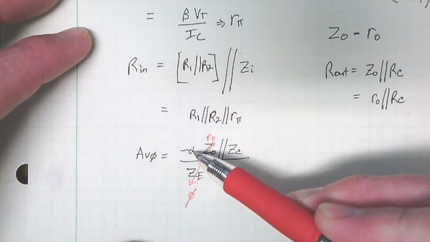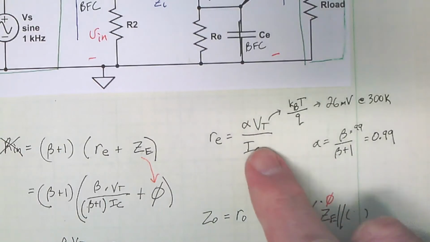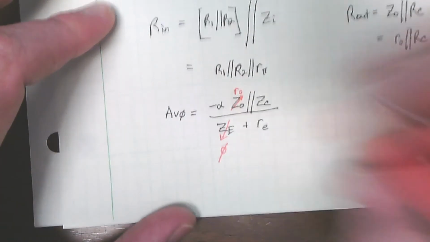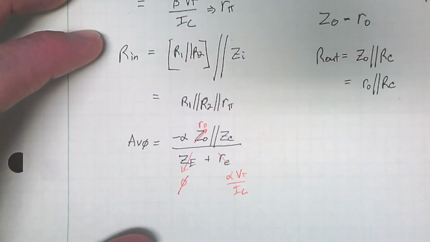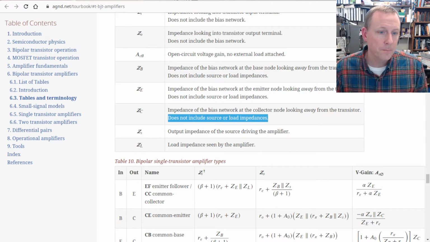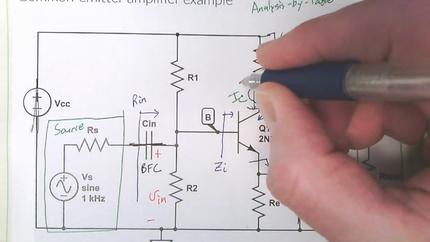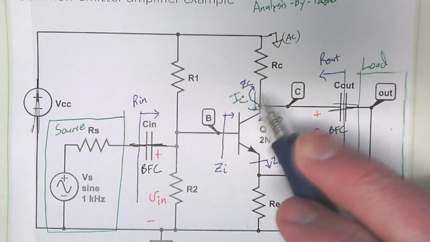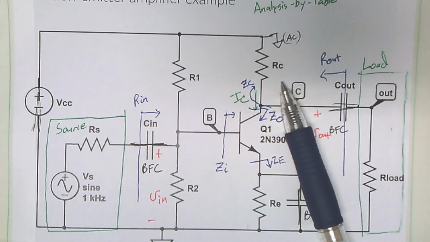Alpha is beta over beta plus 1, if we want to switch from alpha to beta. Little r_e is alpha V_T over I_C. All that's left is ZC. Back to definitions. ZC is the impedance of the bias network at the collector node looking away from the transistor, but it does not include source or load impedances. So ZC is the impedance with your back at the collector looking out. I see an RC. I look over here and I see a load resistor, but remember, our definition does not include that. All that's left is RC.